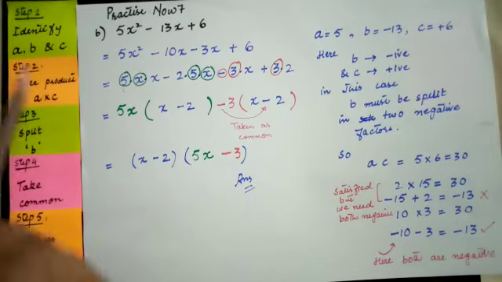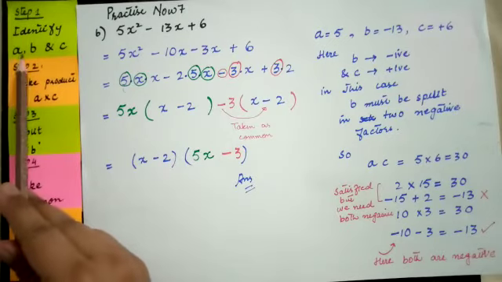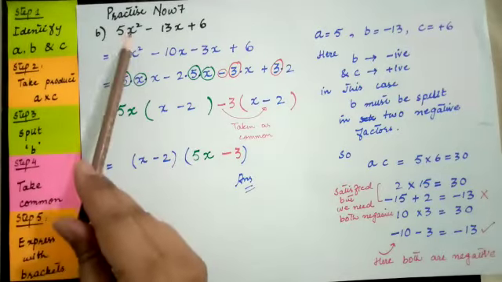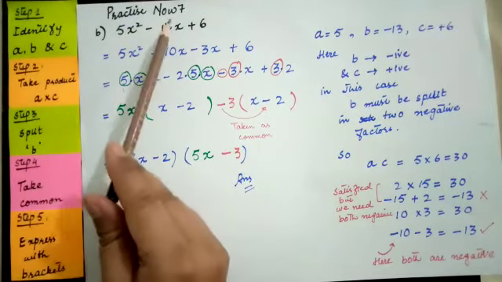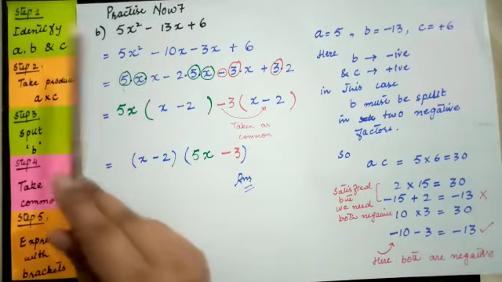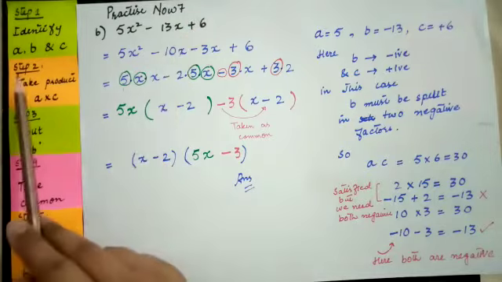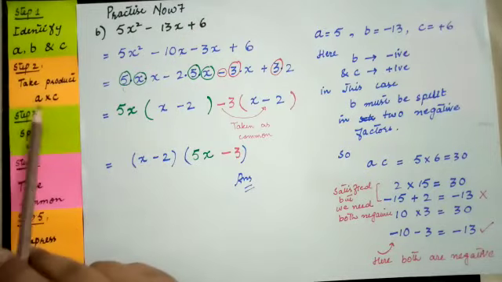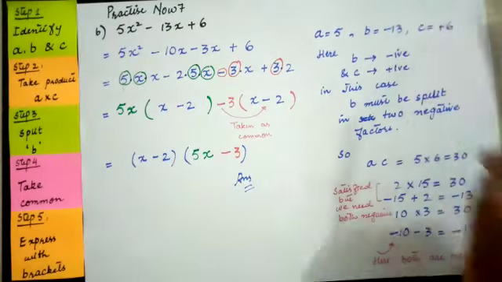Step 1 is you have to identify a, b and c. What is a? A is the coefficient of x square, like here a is 5. What is b? B is the coefficient of x, here b is minus 13. C is the constant and here c is 6. Step 2 is you have to take the product of a and c. You have to multiply 5 with 6.